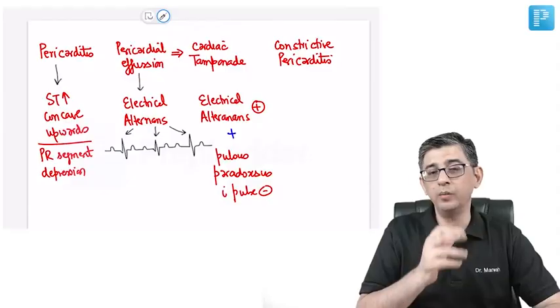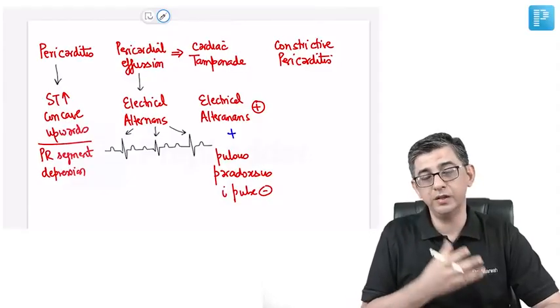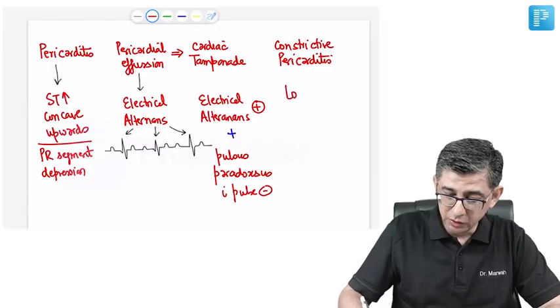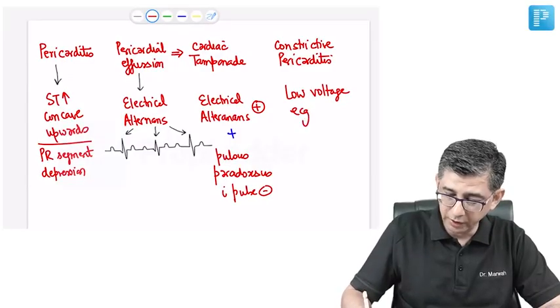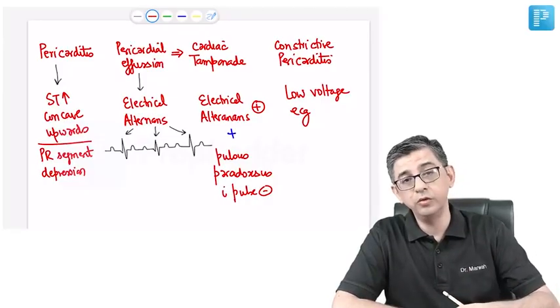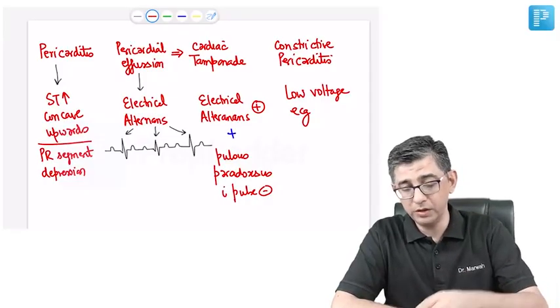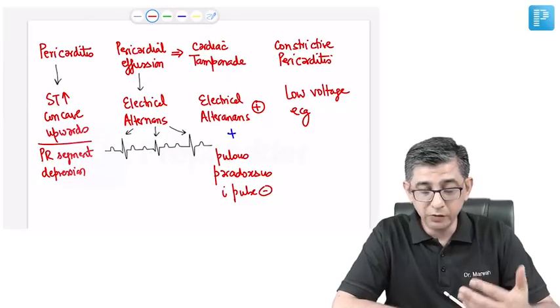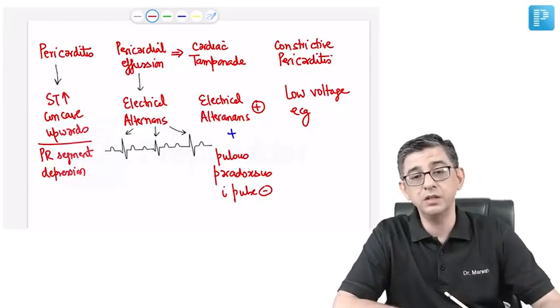Heart is dancing in that bag of fluid. So you get electrical alternans. It's because of fluid. But in constrictive pericarditis, there is a calcification. So this calcification will limit the voltage, so you would be getting a low voltage ECG. I used the word low voltage ECG even in a case of pericardial effusion, but the reason was different. It was fluid, and here it is a calcification.